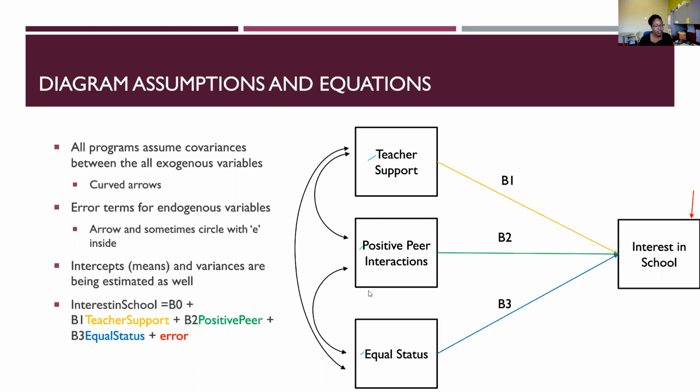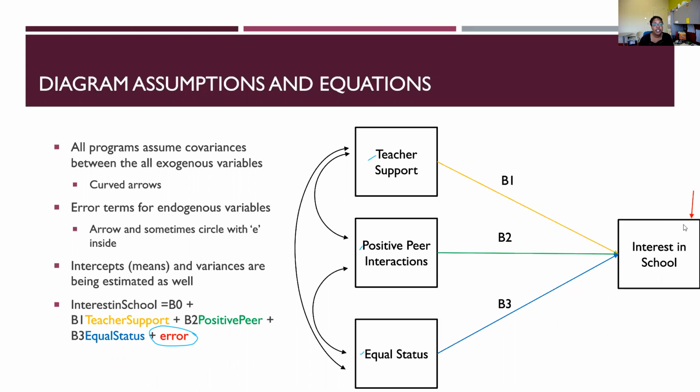Another assumption that you may or may not see in the diagram is that you're going to have an error term for your endogenous variables. To think about this, let's skip down to our regression equation. When you have a regression equation like this one, interest in school has an intercept, and then you have a slope for each of your 3 independent variables, and then you have an error just to capture everything that's not predicted by your independent variables. This is true in structural equation modeling as well. All of your endogenous variables are going to have an error term associated with them.